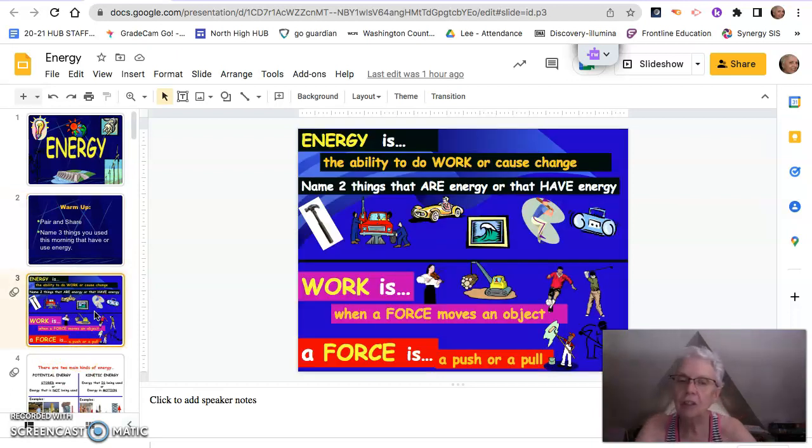Now, energy is just the ability to do work or to cause change. Name 2 things that are energy or have energy. So you're going to do that.